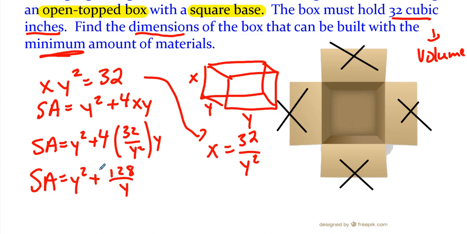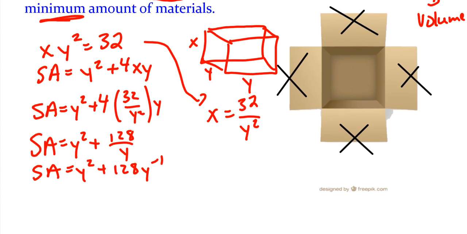Okay, so before we take the derivative of this, let's clean this up a little bit so it makes our life easier by moving that y to the numerator, making y raised to the -1, and then we can take the derivative. So the derivative of the surface area, 2y minus 128y raised to the -2.